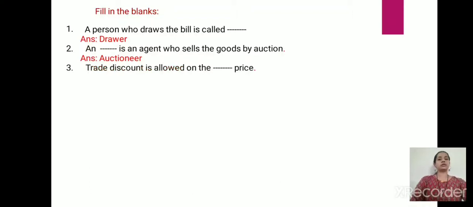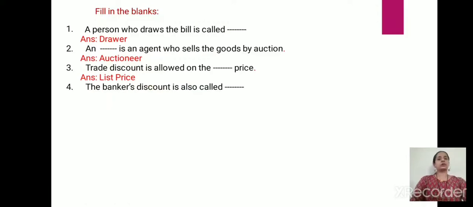Next, dash is an agent who sells the goods by auction. Now see, the word auction itself tells us who that agent is. Correct, it is the auctioneer. Next, trade discount is allowed on what? Yes, it is allowed on marked price, list price, catalog price, anything you can say. We have seen it previously.